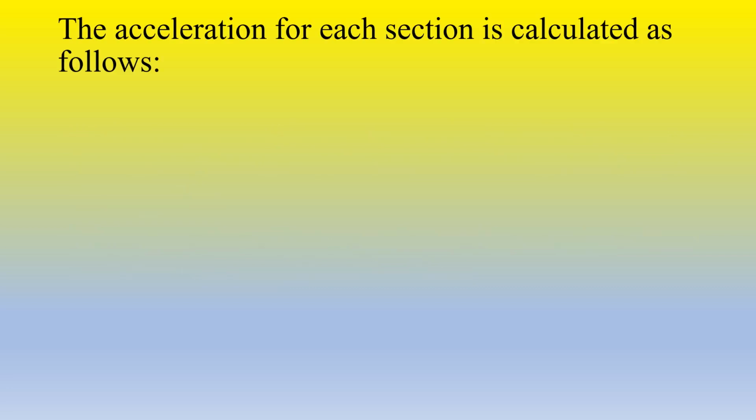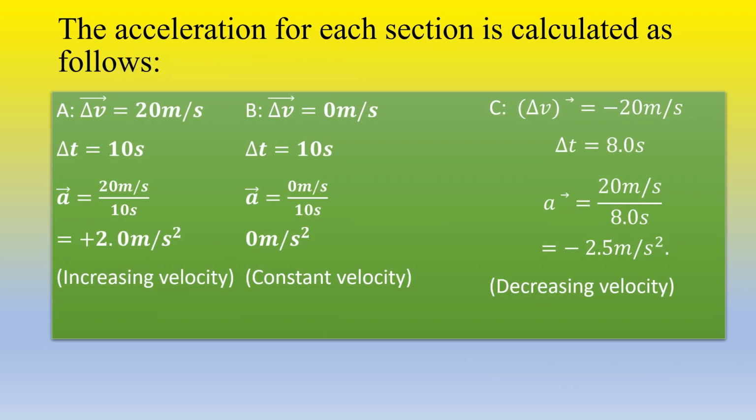The acceleration for each section is calculated as follows. A. Change in velocity equals 20 meters per second. Change in time equals 10 seconds. Acceleration equals 20 meters per second over 10 seconds equals positive 2.0 meters per second squared. Increasing velocity. B. Here the change in velocity equals 0 meters per second. Change in time equals 10 seconds. Acceleration equals 0 meters per second over 10 seconds equals 0 meters per second squared.